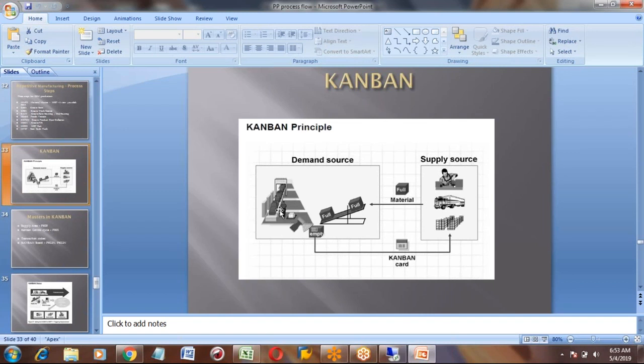And this process is only used for this purpose, or is there another purpose for Kanban? No, this is the only purpose. You will empty here, an easy process, so this person will know you need the material, and he will send that material. That's all.